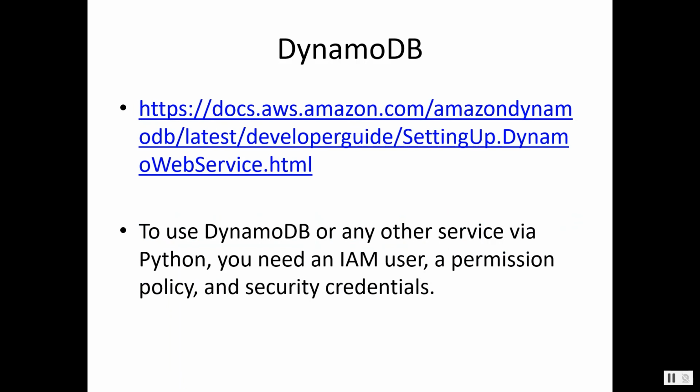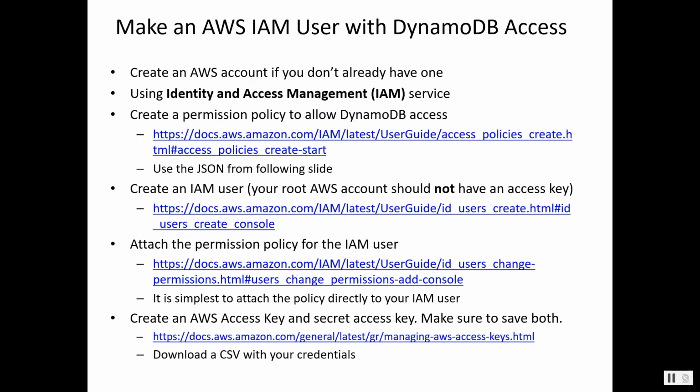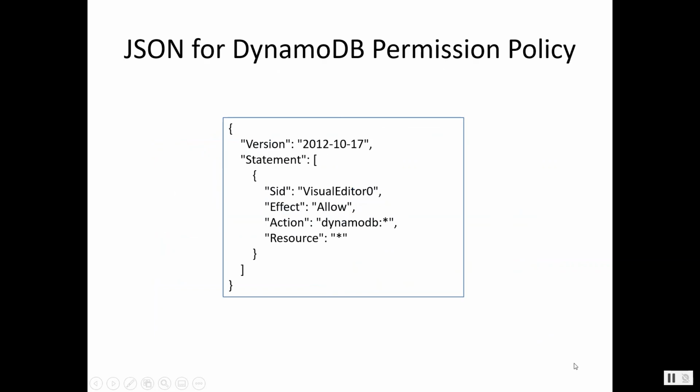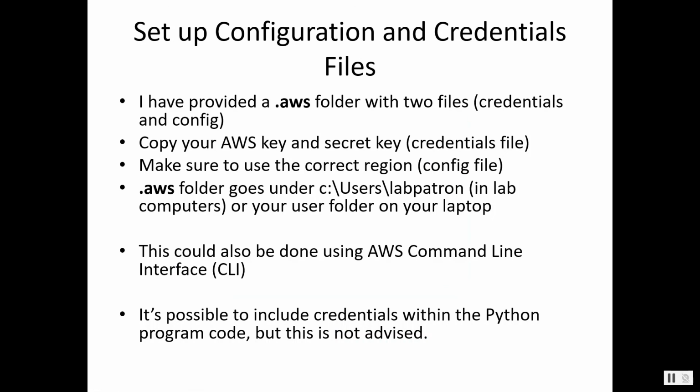A little bit more. Here's another link. All of these are in the notes that I've provided for you. So the things that you did already: hopefully you have created your AWS account, and also hopefully you created a sub account using identity and access management. You don't want your root account to be doing a lot of things. And then the permissions policy and attaching it to this IAM user, and then the access keys and the secret access keys. And here is a JSON of the permission policy that you're going to be using. And then I also had some configuration files that I provided for you.